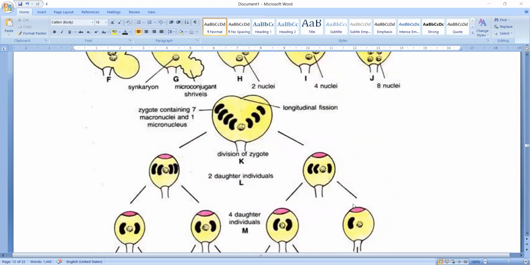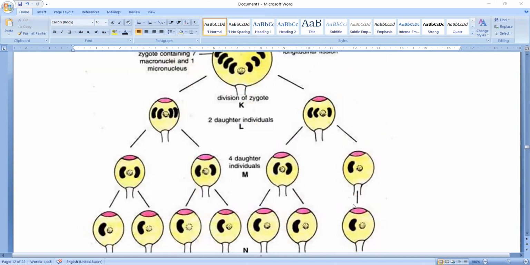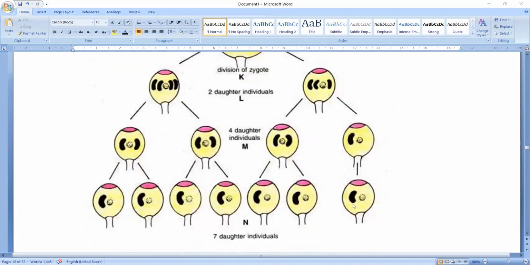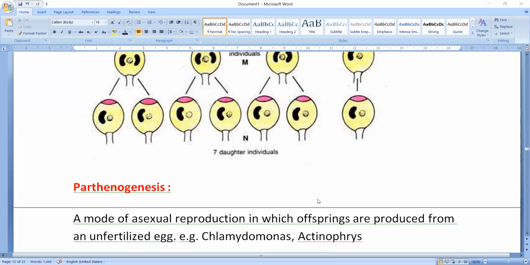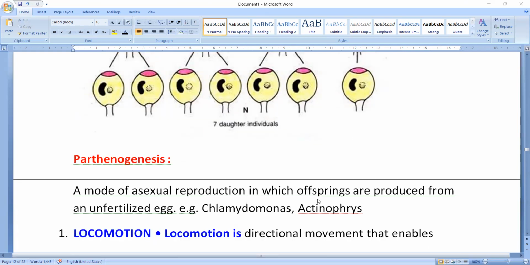So in this way, in paramecium, we have seen a kind of reproduction. In paramecium, a total of 8 daughter conjugates, or offspring, are formed, whereas in verticilla, 7 offspring are produced. So that is about the sexual reproduction.